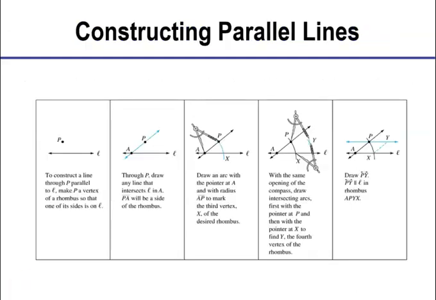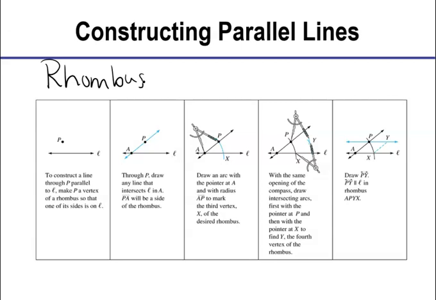Now, the first construction that we're talking about is one of the two ways to construct parallel lines, and this is actually called the rhombus method, because what you do is you build a rhombus. You don't go as far as building a rhombus, but if you had to construct a rhombus, this is the way to go with it.